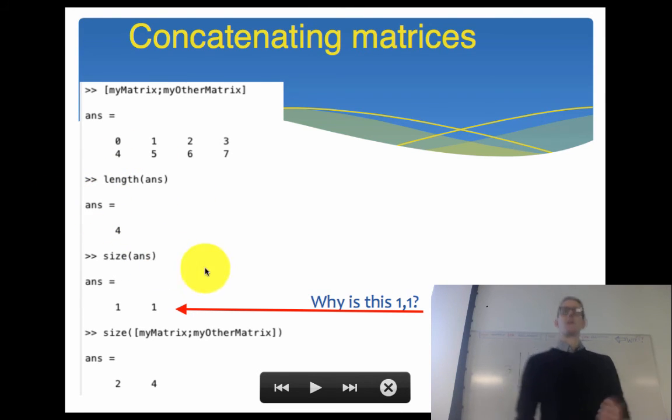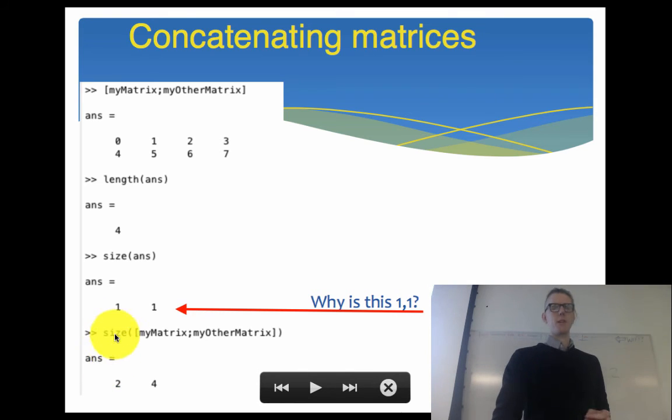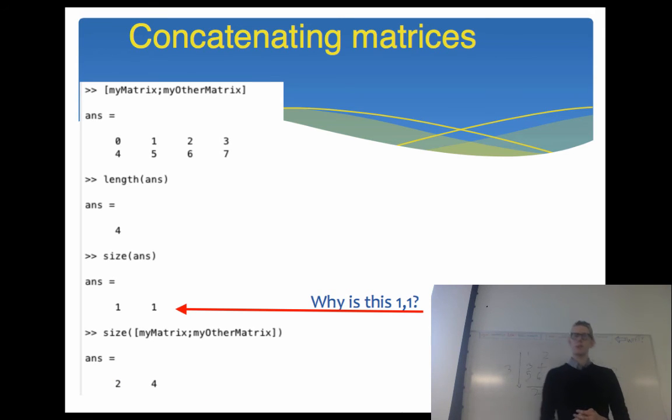So when we do the size of the number 4, it's a 1-by-1 matrix, because all numbers in MATLAB are stored as 1-by-1 matrices. If we actually wanted to take the size of our concatenated matrix, we might do something like this: the size of my matrix glued onto my other matrix, and then check that, and that will give the 2-by-4 that we're expecting. The alternative is, rather than using the answer variable in each of these lines, to say x is equal to my matrix glued to my other matrix, and then check the length of x and the size of x, and you'll find it works fine.